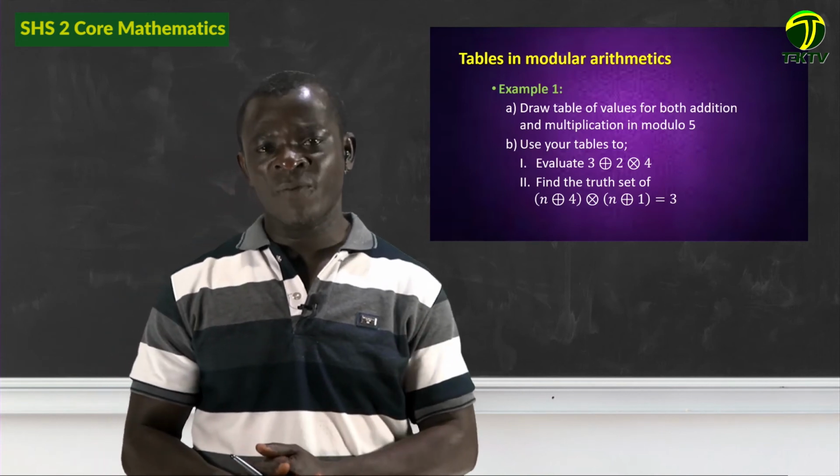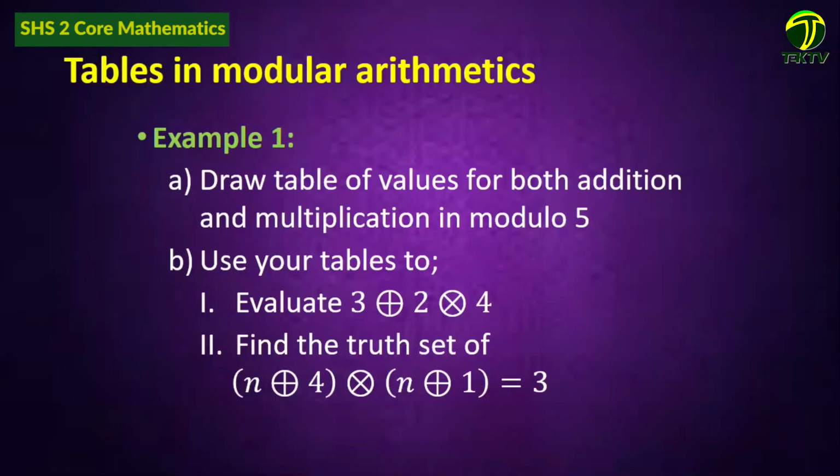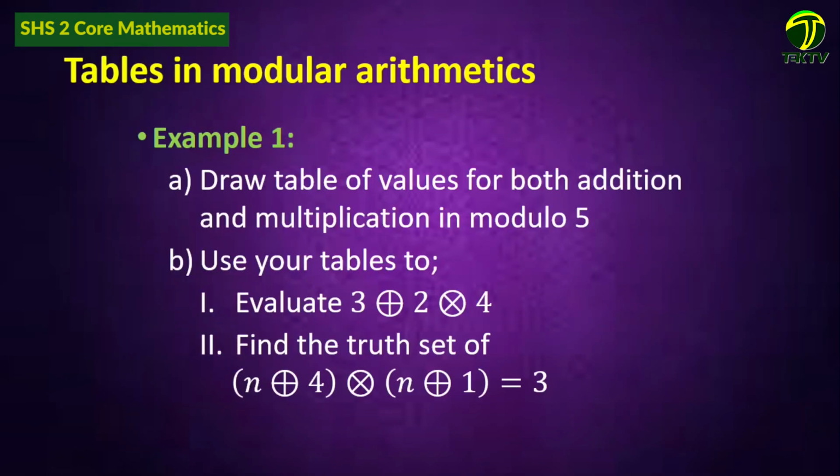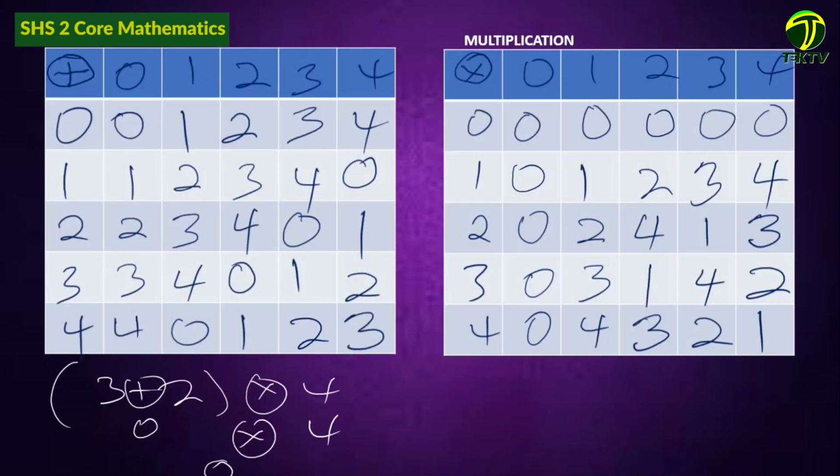So let's test with first 0. In place of n, let's write 0. So here we have 0 plus 4, all times 0 plus 1. We want to check and see whether this one will give us 3. 0 times 4 on the table. 0 times 4, that is 0.